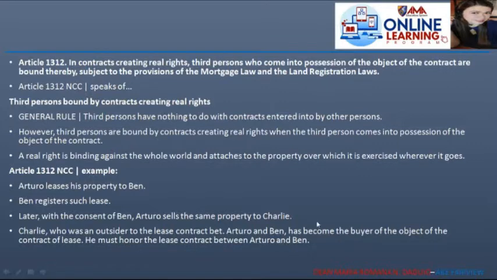So kahit na siya na yung bagong may-ari, class, kung ano man yung stipulation sa contract ni Arturo and Ben, no, yung contract of lease, halimbawa, as to the period na inuupahan ni Ben, as to the amount, magkano ang upa, no, as to the property na inuupahan, yung mga details ng contract, class, kailangan i-honor pa din ni Charlie yon. Okay, so that is Article 1312.